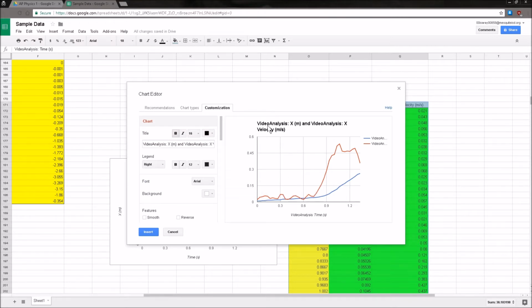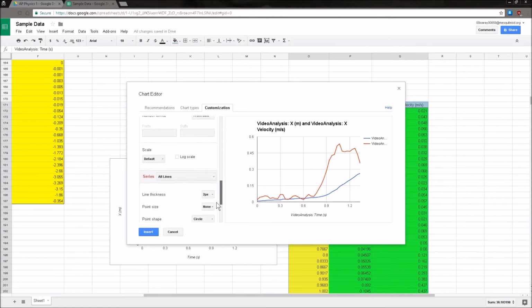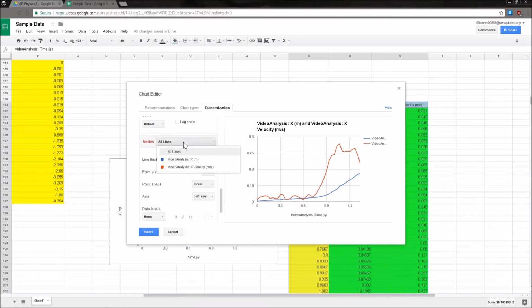In general, this looks pretty good. Obviously, you would want to clean up your various things. Another thing that you might want to do is insert a line of best fit. So here's what you want to do for that. You want to find the series.